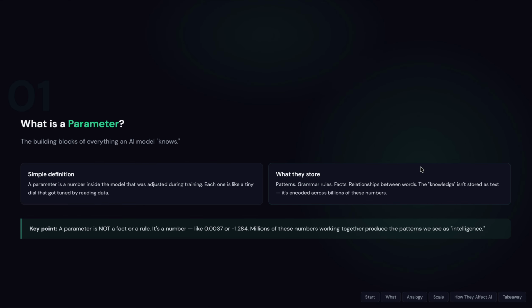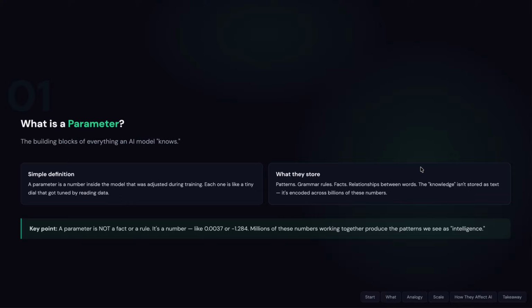First, a parameter is simply just a number, and it's a number inside of an AI model. So think about something like 0.005 or negative 1.247. And during training, the model reads billions of pages of text, and these pages adjust these numbers to get better at predicting the next word. So each number gets tuned up a little, tuned down a little, based on the patterns in the data it's trained on.